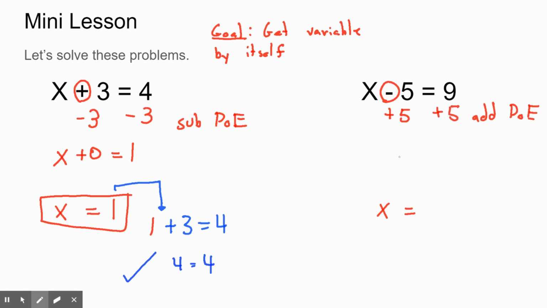Balanced. When we do that, we get x minus 0, which is just x. 9 plus 5 is 14.